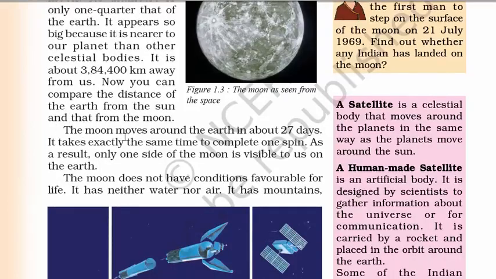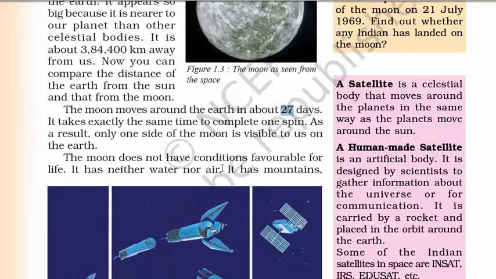The Moon moves around the Earth in about 27 days. Remember this. So it takes 27 days for the Moon to move around the Earth. How are you going to remember this? Just think of a train that takes that many days to reach from place A to B. Just remember however you want to. It takes exactly the same time to complete one spin.